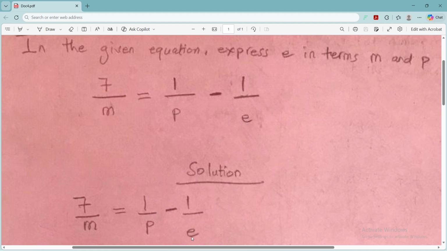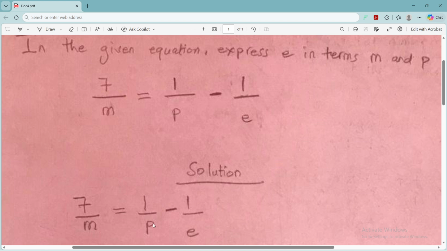In subtracting fractions, one method we can use is we multiply the denominator on the right hand side here, which is E, by the numerator on the left hand side here, which is 1, and also the denominator on the left hand side here, which is P, by the numerator on the right hand side, right? So we are working the right hand side of the equation first, right? So we leave out 7 over M, right?